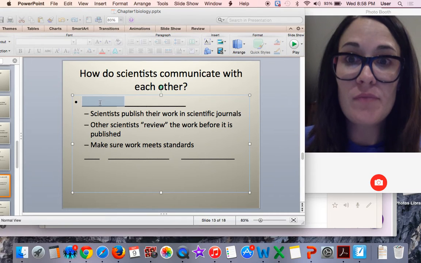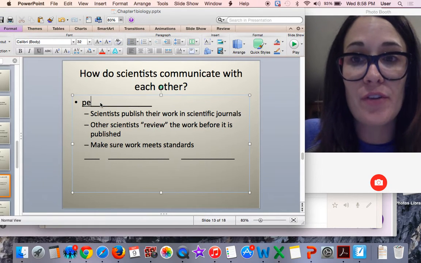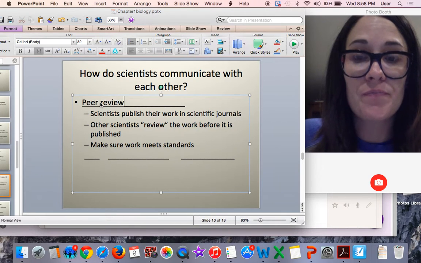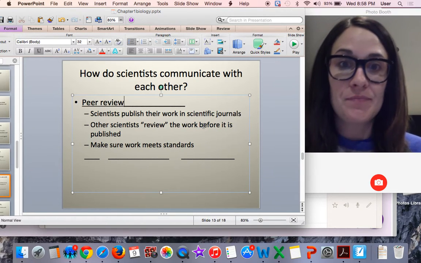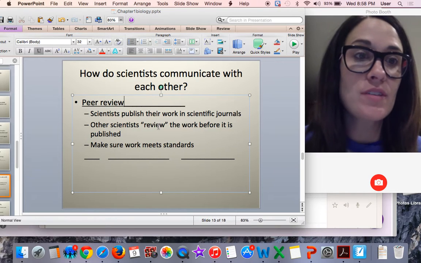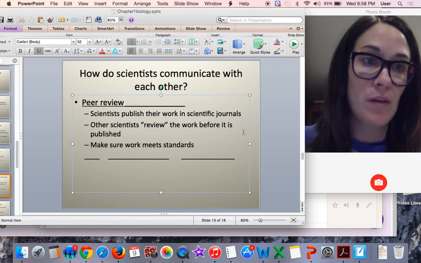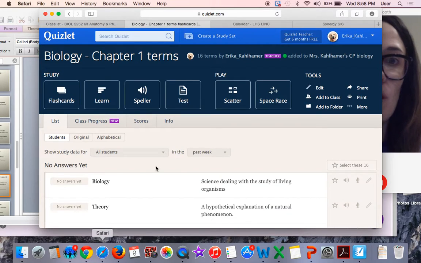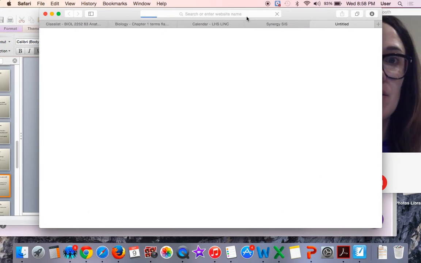And they communicate and they keep each other accountable through something called peer review. It's when other scientists review the work before it's published. So I'm talking about these places, like one, I'll just pull it up. It's called PubMed.